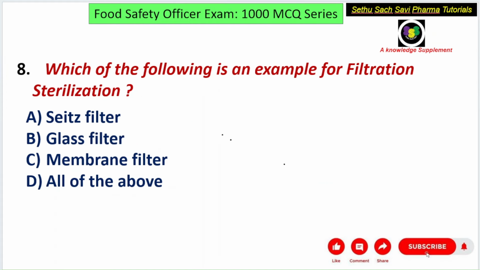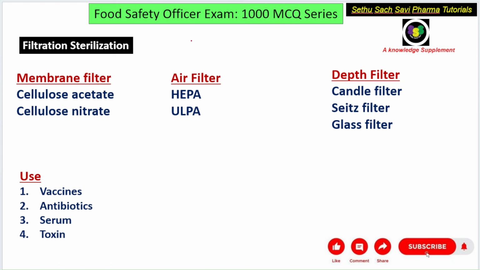Which of the following is an example for filtration sterilization? I told you physical sterilization can be heat sterilization, filtration sterilization, and radiation sterilization. For filtration sterilization, you can remember the mnemonic MAD. M stands for membrane filter, A stands for air filter, D stands for depth filters. In the membrane filter, the chemical used is cellulose acetate or cellulose nitrate. So the membrane filter is made up of cellulose acetate or cellulose nitrate.